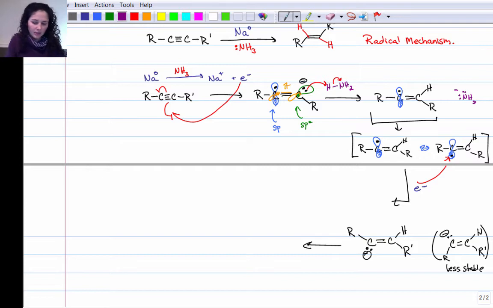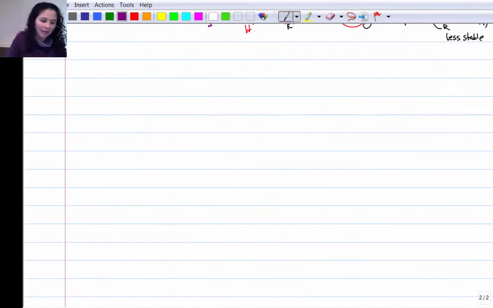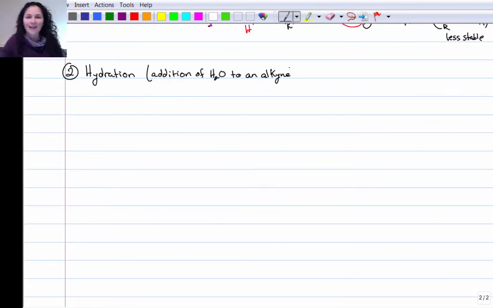The last step here is simply for another equivalent of ammonia to lose its hydrogen to this carbanion. And these hydrogens have both come from ammonia. So now we've seen 3 ways that you can hydrogenate alkynes to either make alkenes that are cis or trans, or to make an alkane. So now I'm going to move on to hydration. And just like before, a hydration is adding water, but this time we're adding it to an alkyne.